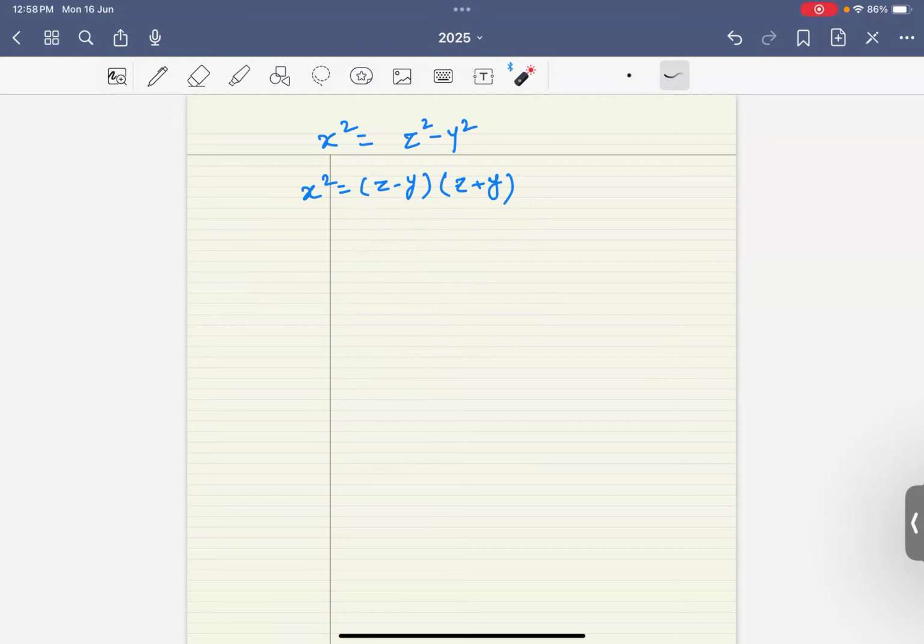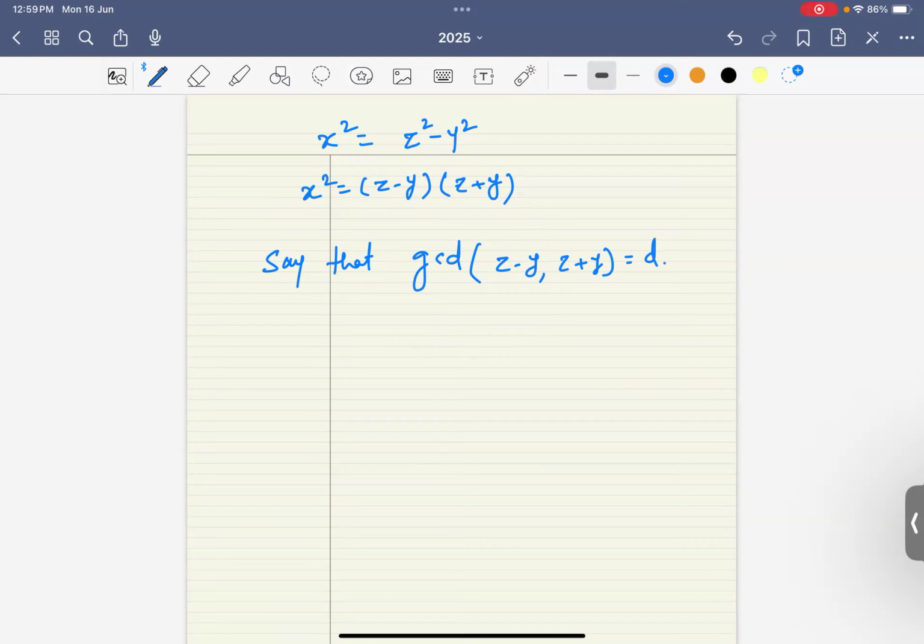Okay, so what we have established is that x squared is even. What that tells you is that this is even, this is even. So see that the GCD of z minus y and z plus y is d, right?